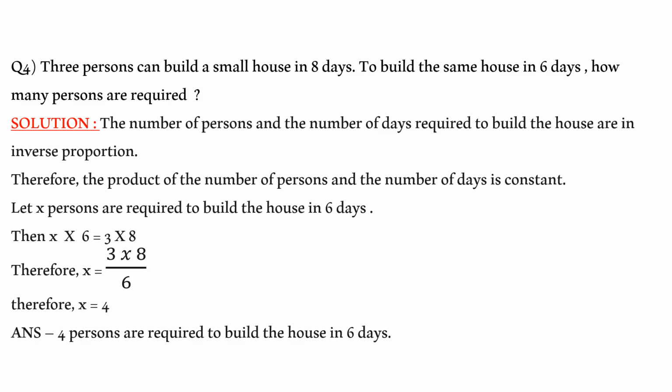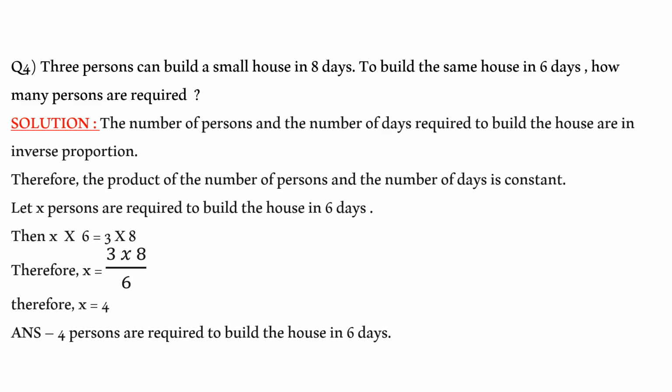Let X persons be required to build the house in 6 days. Then X multiplied by 6 is equal to 3 multiplied by 8. Now the quantity which we have to find over here is X. So my dear students, whenever we have to find a particular quantity, we have to isolate that quantity, and we have to take all the numbers away from that quantity.